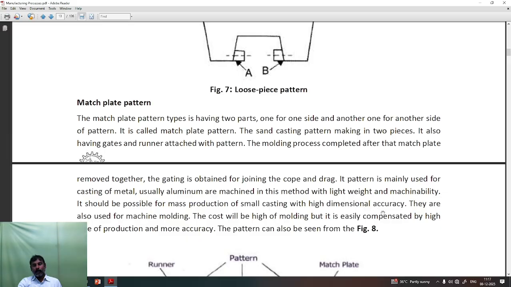This pattern is mainly used for casting of metal, usually aluminum, because of its light weight and machinability. It makes mass production of small castings possible with high dimensional accuracy. They are also used for machine molding. The cost of molding is high, but it is easily compensated by the high rate of production and more accuracy.